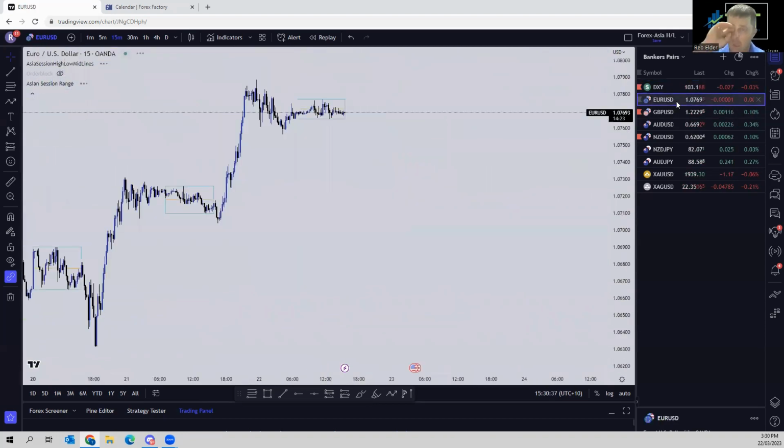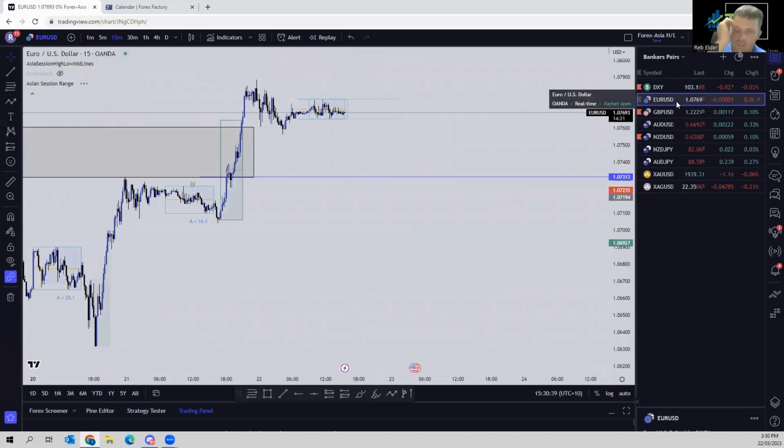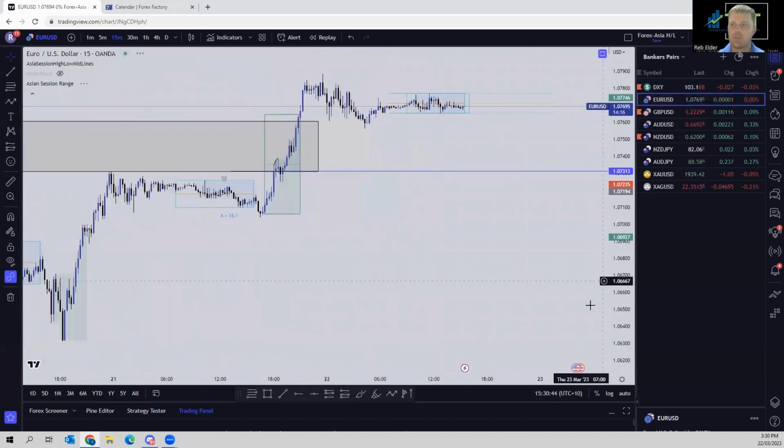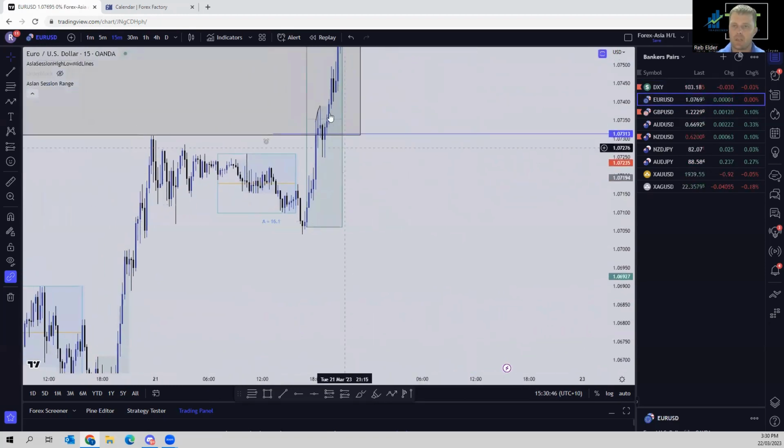Euro USD. So Euro USD yesterday, I ended up taking a loss yesterday on Euro. Just got this push up into this area, and then this doji candle formed, and I was starting to look to sell off.